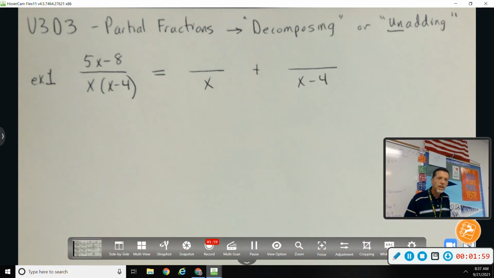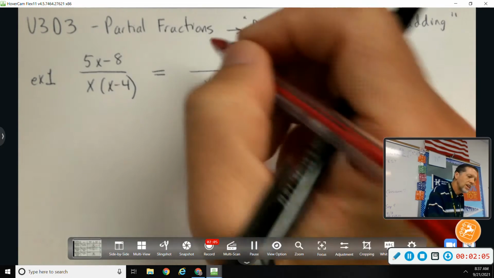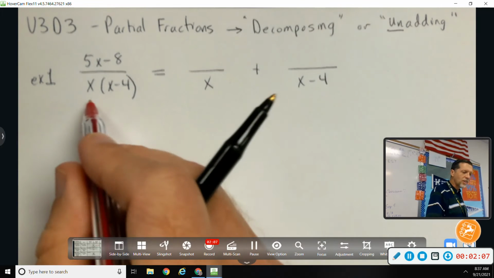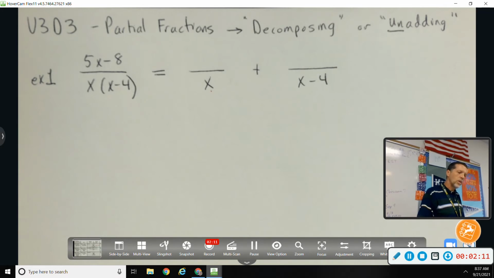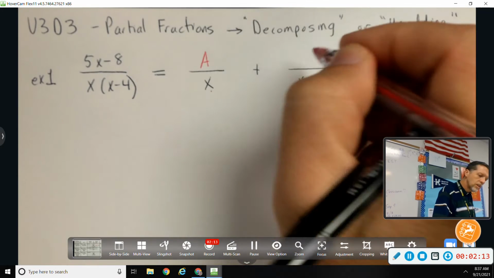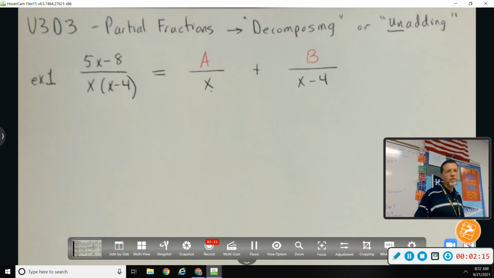Was the top one 5 plus 2? The top one's really hard to figure out. The bottom's just x. The bottom ones are easy. Just take your denominators. One of them had to be x. One of them had to be x minus 4. What we don't know are the numerators. So let's just call them a and b. Call them anything you want. Usually we go with a and b.